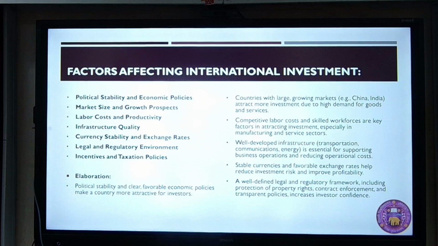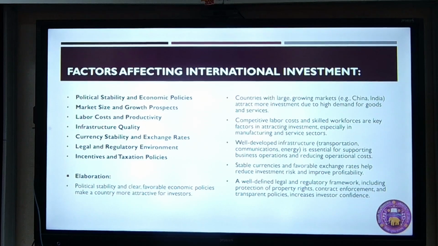Similarly, infrastructure would also be important. If a country is not having good infrastructure, then companies would be very reluctant to enter those places. Otherwise, they would be incurring a lot of transportation costs, and everything would be huge if there is insufficient infrastructure.